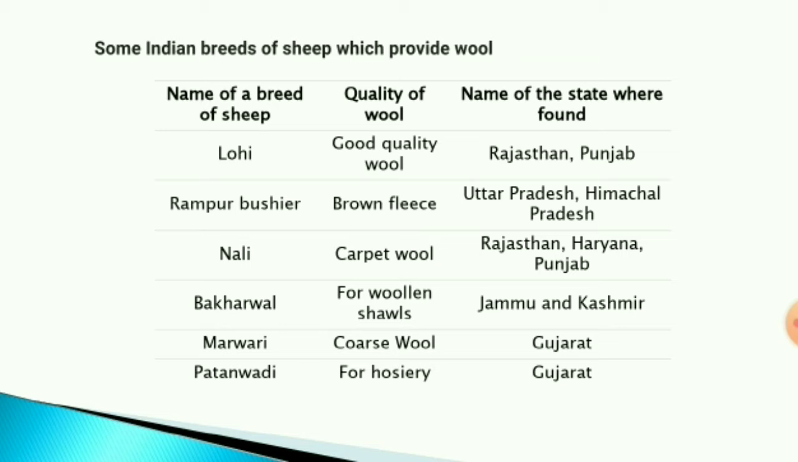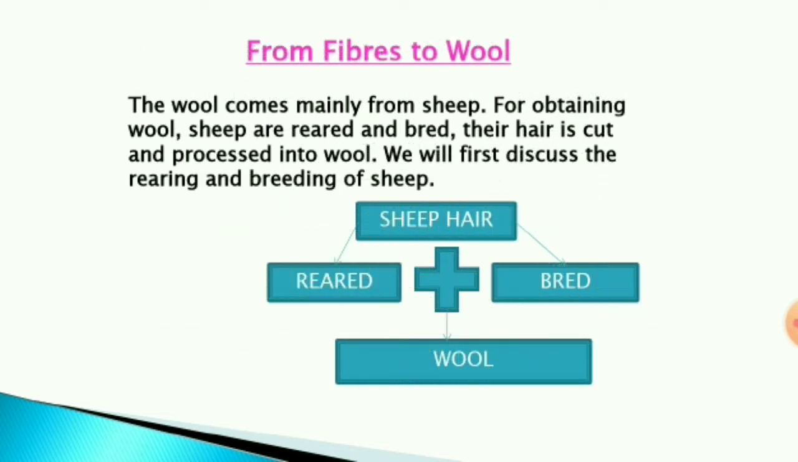First one, Lohi, good quality of wool, Rajasthan and Punjab. Rampur Bushair, brown fleece, Uttar Pradesh and Himachal Pradesh. Nali, carpet wool, Rajasthan, Haryana and Punjab. Bakarwal, for woolen shawls, Jammu and Kashmir. Marwari, coarse wool, Gujarat. Patanwadi, for hosiery, Gujarat.